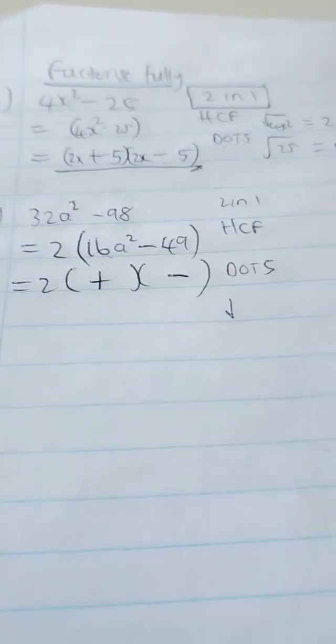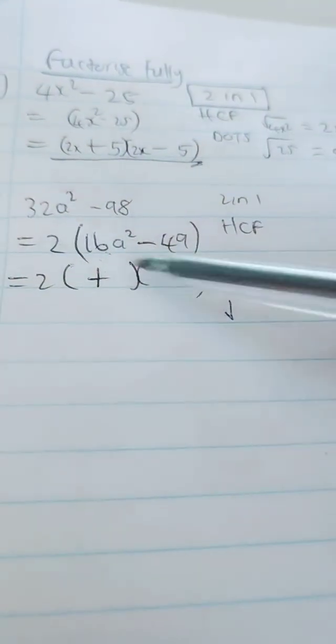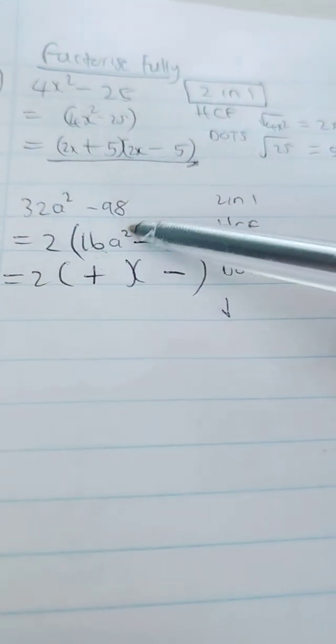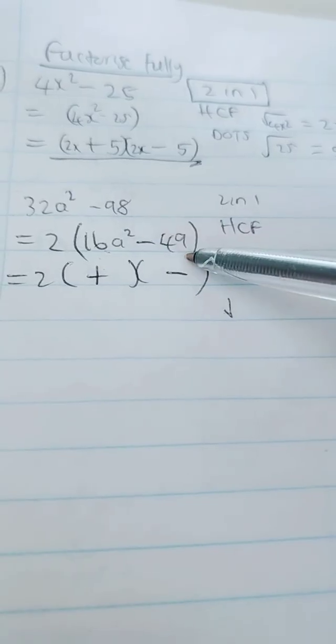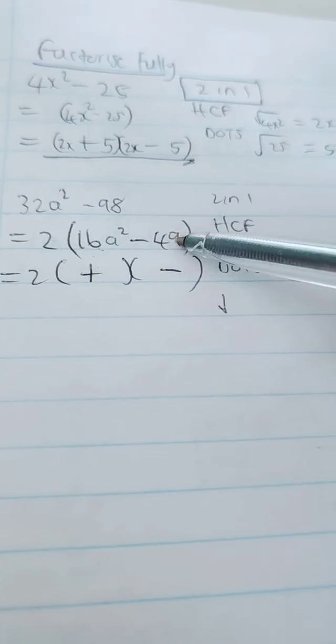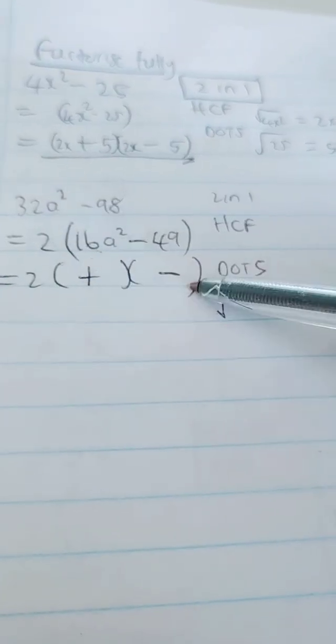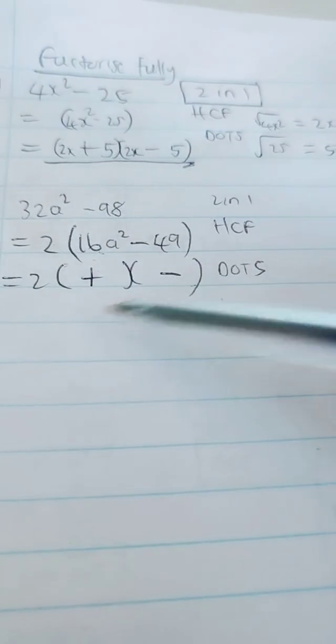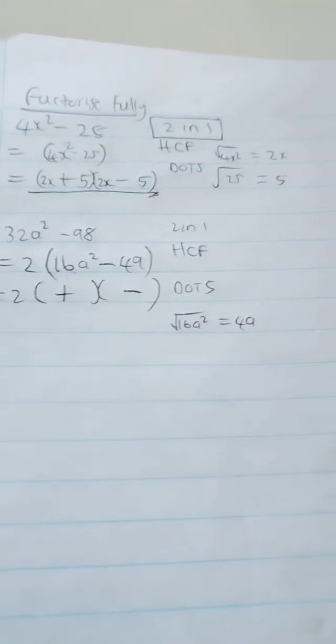Anyways, the square root of 16a squared. Now, what do we say? We put plus and minus for each bracket. Remember, this is the difference of two squares, so we put different signs. There's this thing that says when your last term is negative, then it means you are going to have a difference, meaning different signs inside your brackets. So we put a plus and a minus sign. Then we ask, what is the square root of 16a squared? We know that the square root of 16a squared is 4a.